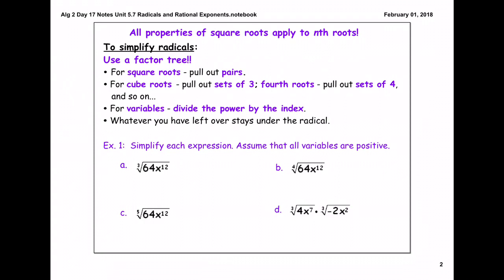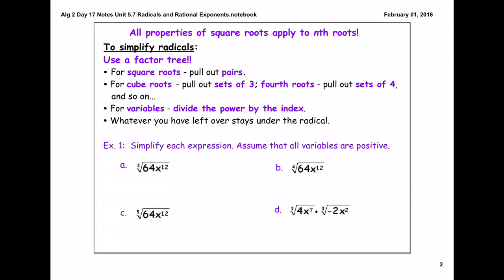To simplify radicals, you need to use a factor tree. For square roots, pull out pairs. For cube roots, pull out sets of 3. Fourth roots, pull out sets of 4, and so on. For variables, you divide the power by the index, and whatever you have left over stays underneath the radical.